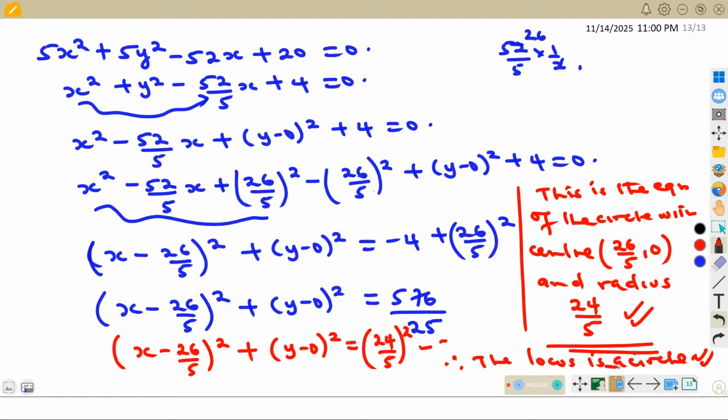Therefore, the locus is a circle. So question number 7 will also be answered.